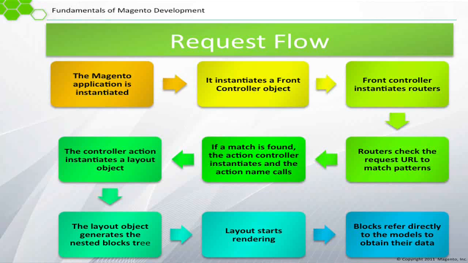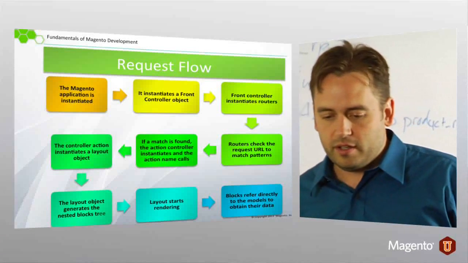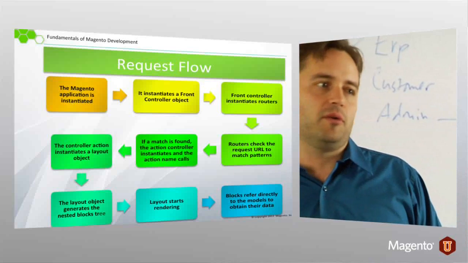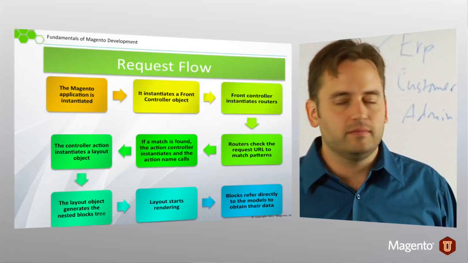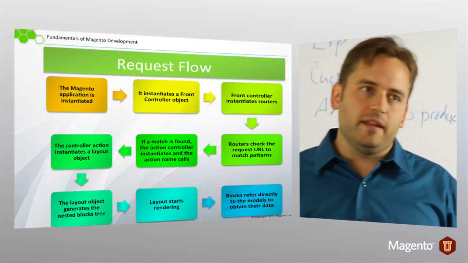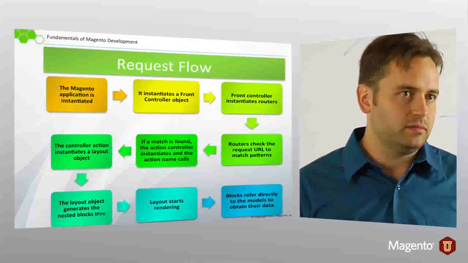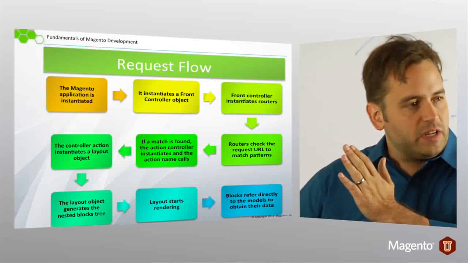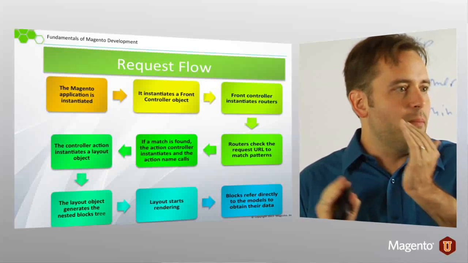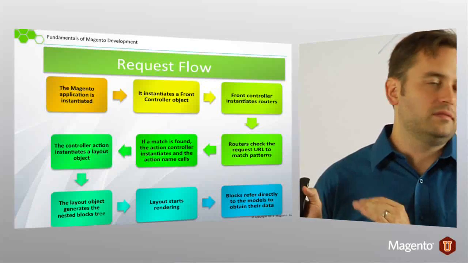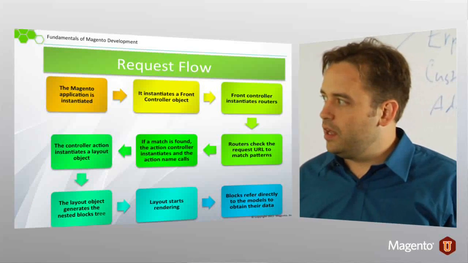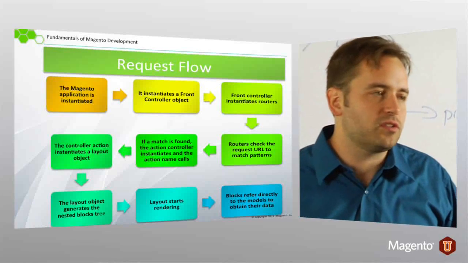Now, if the match is found, then we start. Basically, finding the match means connecting configuration to some module controller space. And a match will involve both the controller file and the path on which that file is found, and a method inside that file. And methods inside of controller files are called actions.